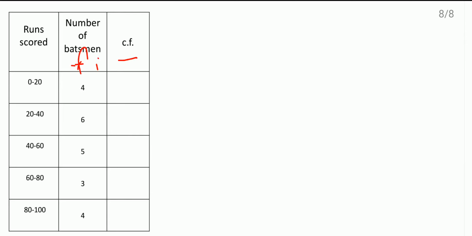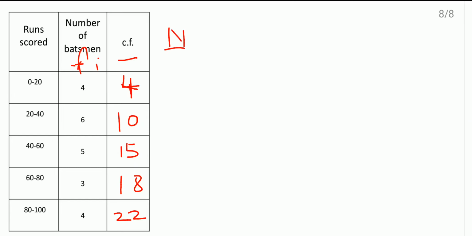Now cumulative frequency, how to write it down? This first 4 will be as it is here. Now 4 plus 6, it means 10. Then 10 plus 5 is 15. 15 plus 3 is 18. 18 plus 4 is 22. Correct? So this way we write down the cumulative frequency. You should know how to write it down. Okay? So here 22 came. Total number of batsmen are 22.